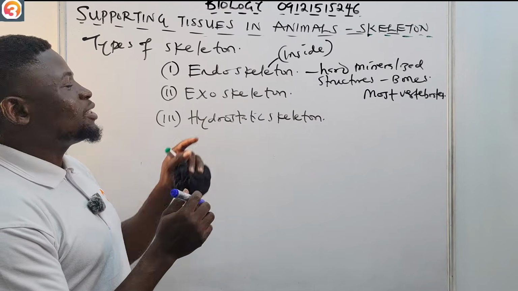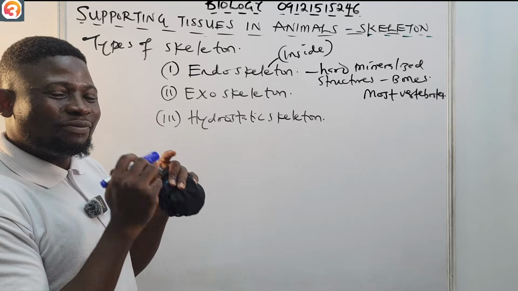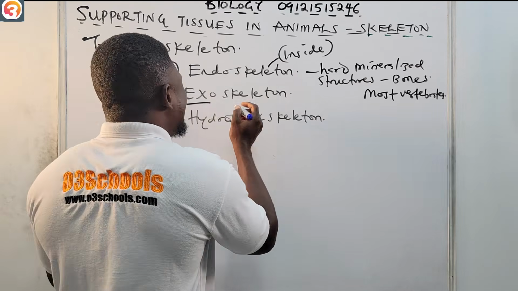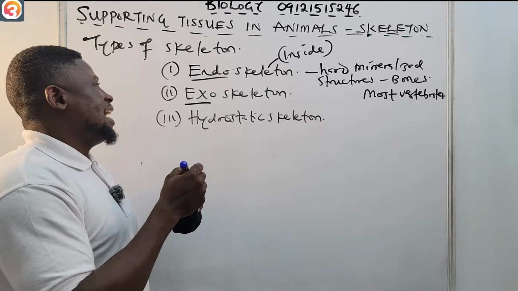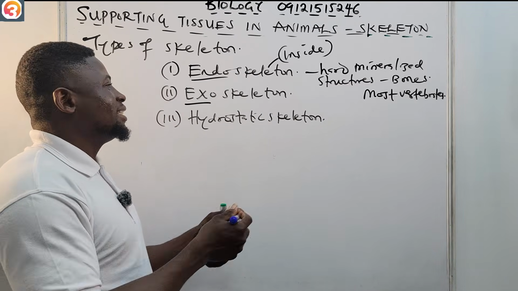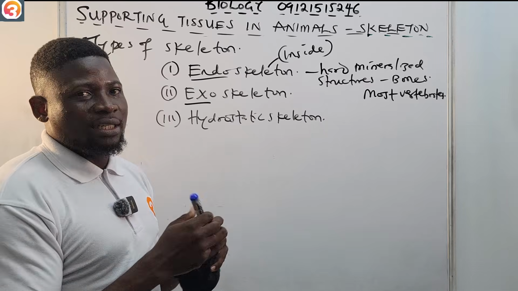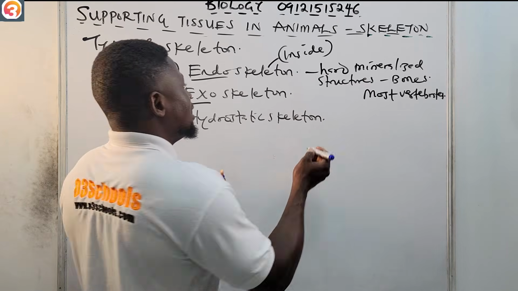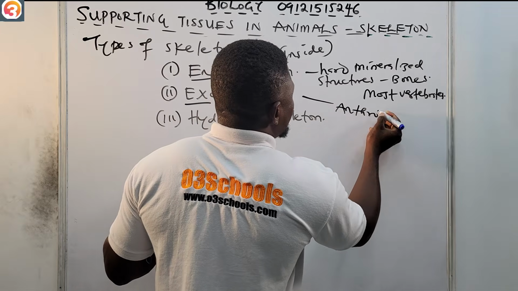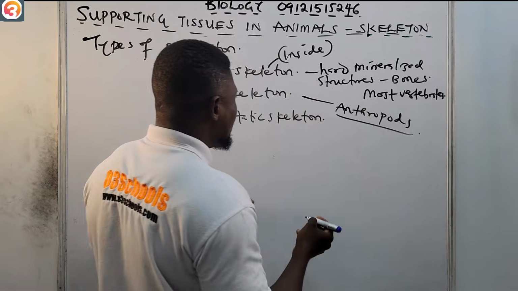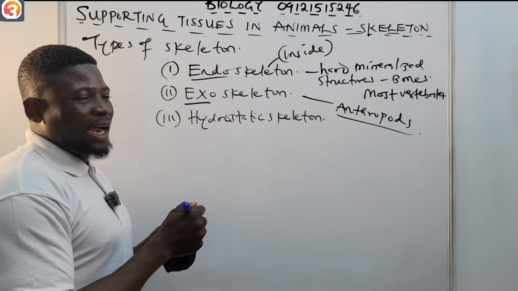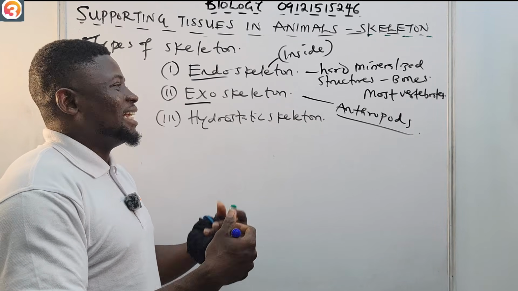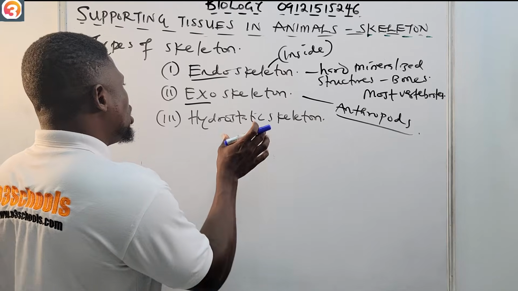Now, the exoskeleton is a type of skeleton that is found outside the body of the organism. Exo, outside; endo, inside. An example of organisms that have an exoskeleton are the arthropods. These organisms have an exoskeleton, like your insects, your spiders, your scorpions, your crabs. They have an exoskeleton.